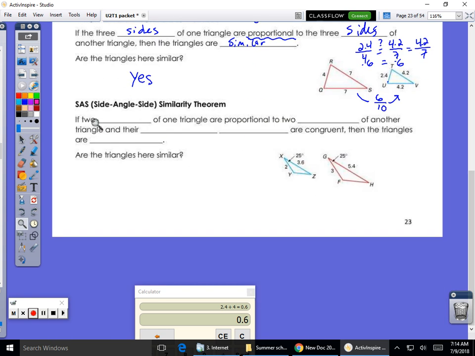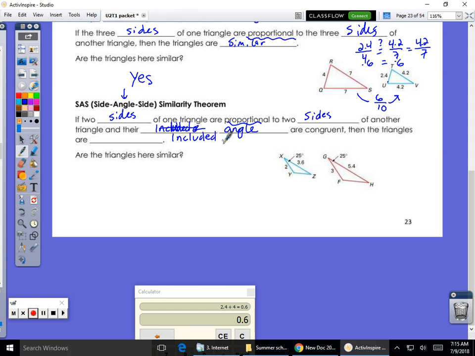All right, and the last one, the side-angle-side. If two blanks of one triangle are proportional, so what needs to be proportional? Yep, the sides. If the two sides are proportional to two sides of another triangle and their angles. Ooh, not just angles. There's two words here. What kind of angle is that? That's a very special angle. It's their included angle. Ooh, sorry, that is not very clear. Let's try that again. Included angle, right?